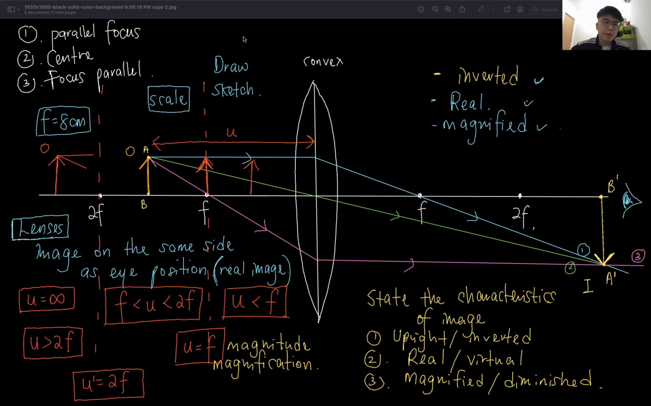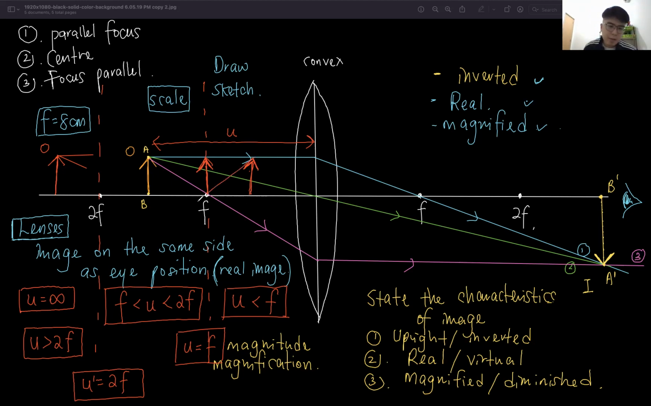Focus parallel. For example, let's say the object is too near the lens, for u less than f. Like this one. For this object, u less than f, can you draw parallel focus? Yes, right? You join the lens, parallel, and then focus. Can you draw center? Yes, you can join to center. But can you draw the focus parallel? Cannot, right? Because the focus is behind the object, on the left side.